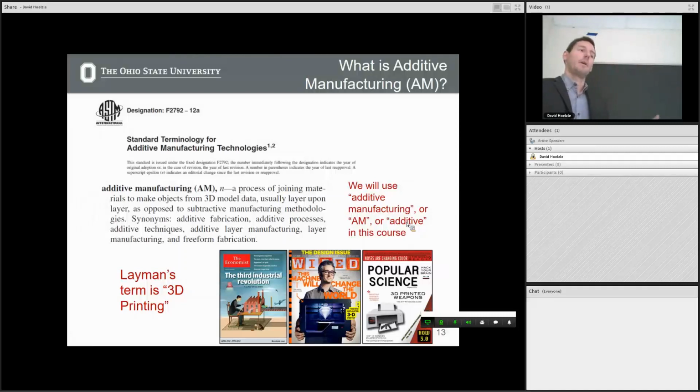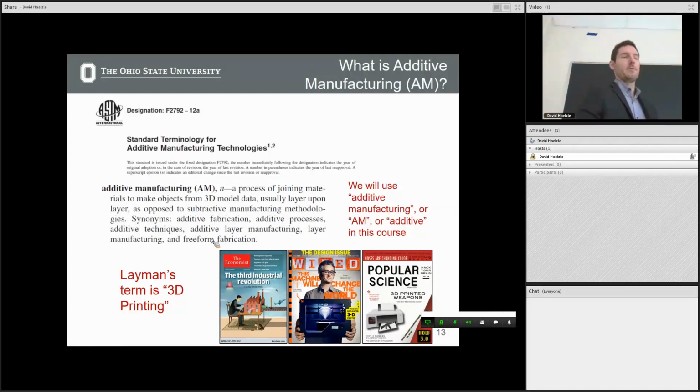The one paper you have here comes from the committee that came up with what's now the official terminology for additive manufacturing. It was decided by a committee formed by the American Society for Testing and Materials, or ASTM. It defines AM as a process of joining materials to make objects from 3D model data, usually layer upon layer, as opposed to subtractive manufacturing methodologies. You'll see some synonyms in the literature.